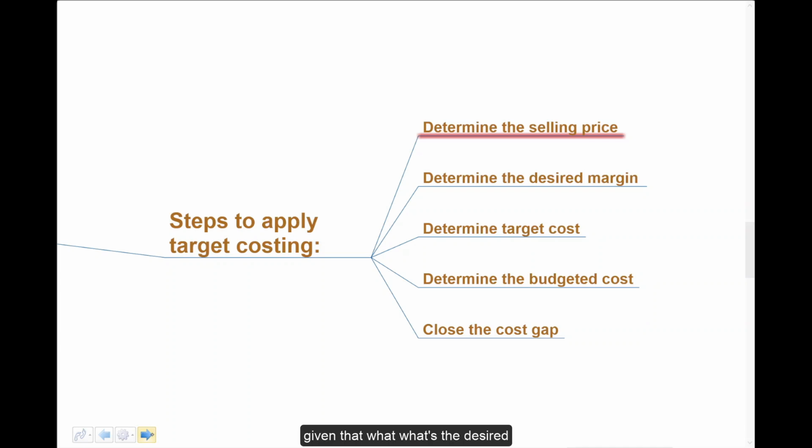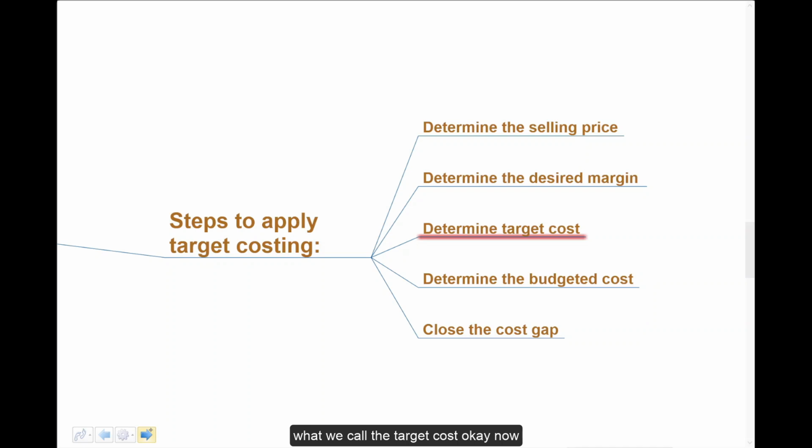Okay, given that, what's the desired margin that we want? Let's call it 25%. That's our standard margin. That's what we would like to be able to get as a return in a gross sense, i.e. gross profit margin. Let's take one from the other. In other words, let's take the margin from the selling price to get what we call the target cost.